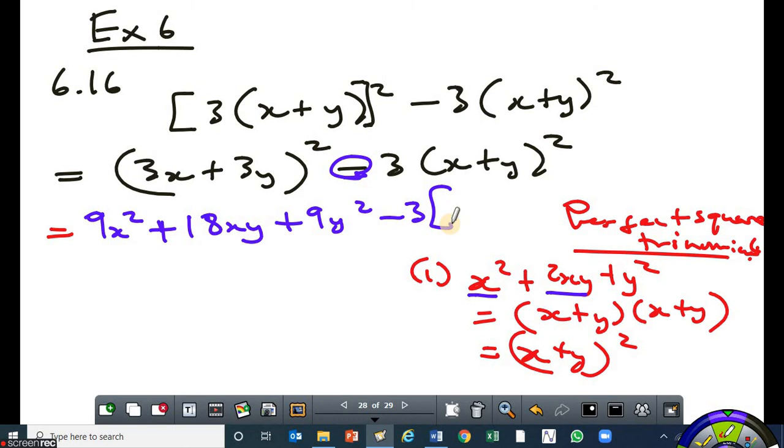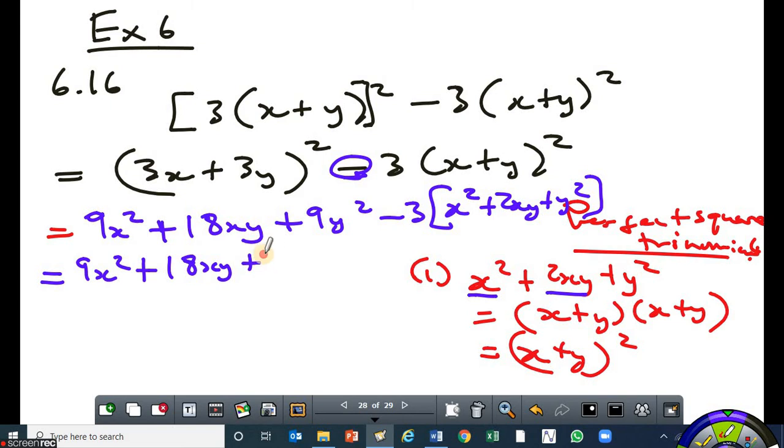I now know that if I multiply x plus y all squared, I'll get a perfect square trinomial, and that perfect square trinomial will be x squared plus 2xy plus y squared. Then I'll simplify, so I'll get 9x squared plus 18xy plus 9y squared minus 3x squared. I'm now removing the square bracket. You can use circular brackets as well there. That's minus 6xy minus 3y squared.